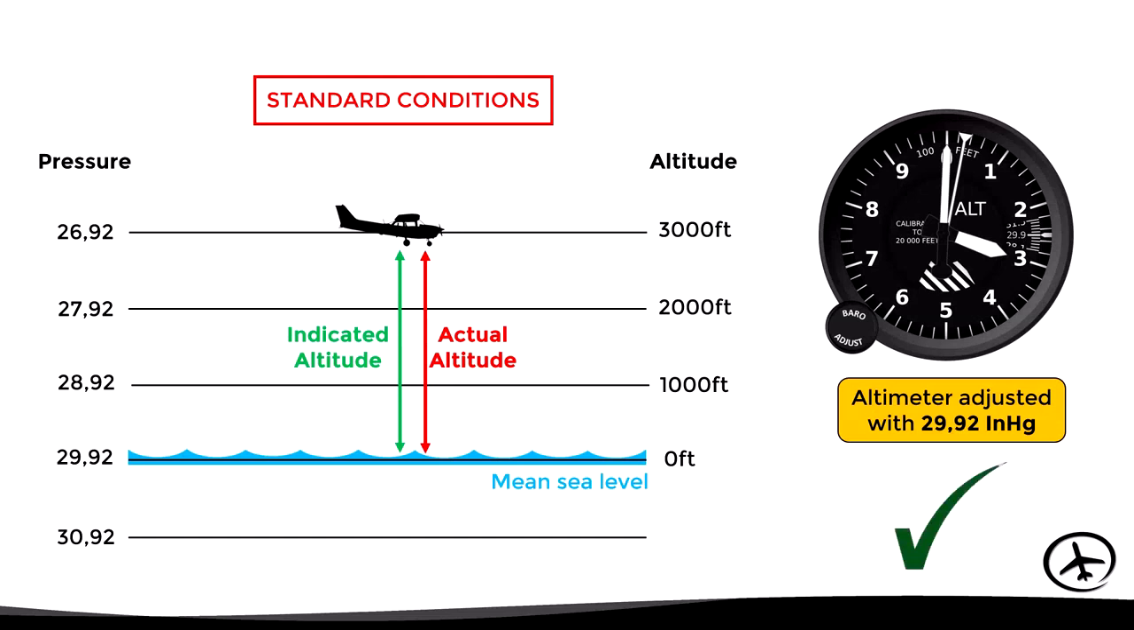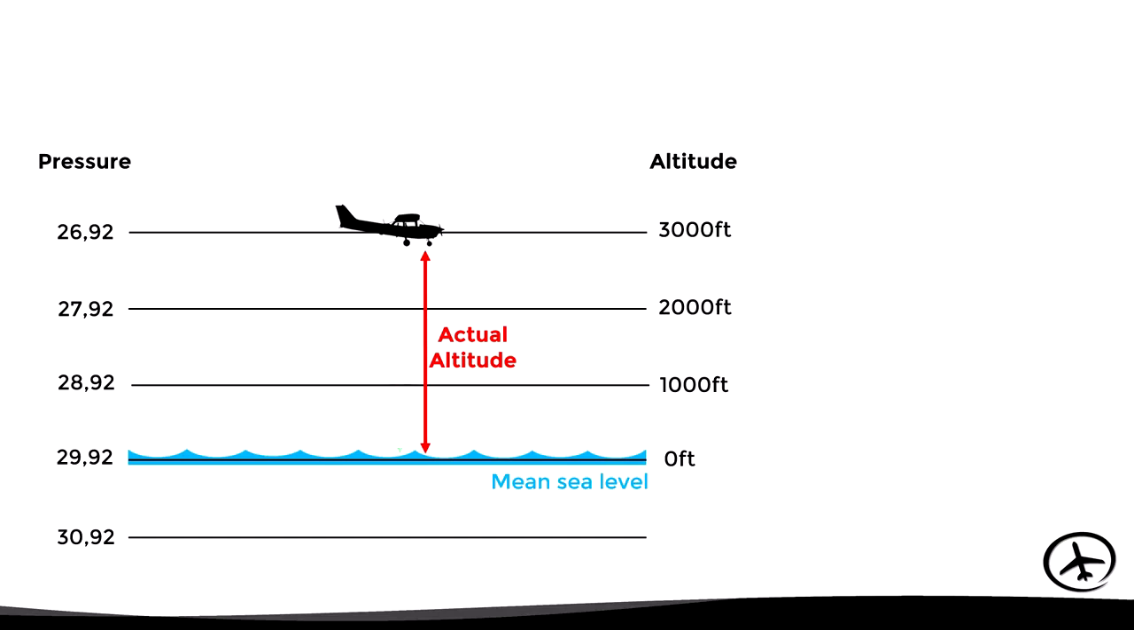The thing is that, in reality, we almost never have standard pressure conditions, so in other words, the 29.92 isobar almost never identifies the mean sea level. Let's look at two different scenarios, one with a higher than standard pressure and the other with a lower than standard pressure. Let's begin with the higher than standard pressure case.